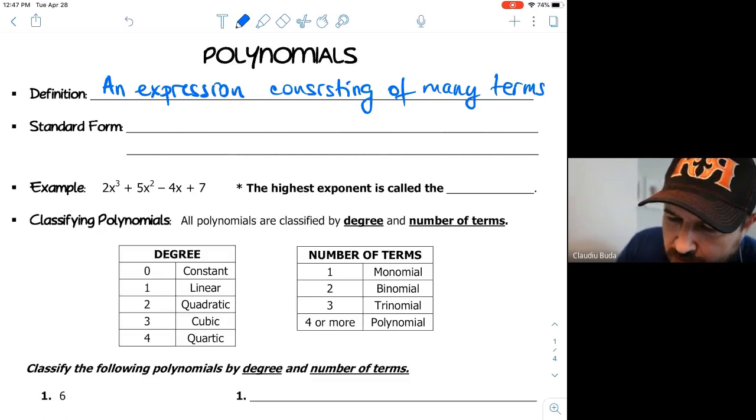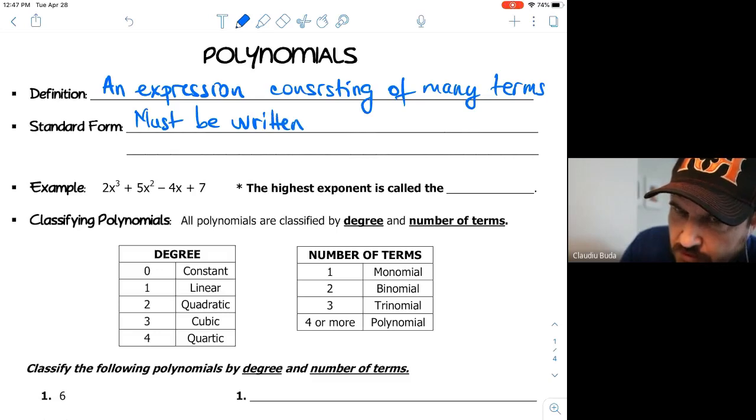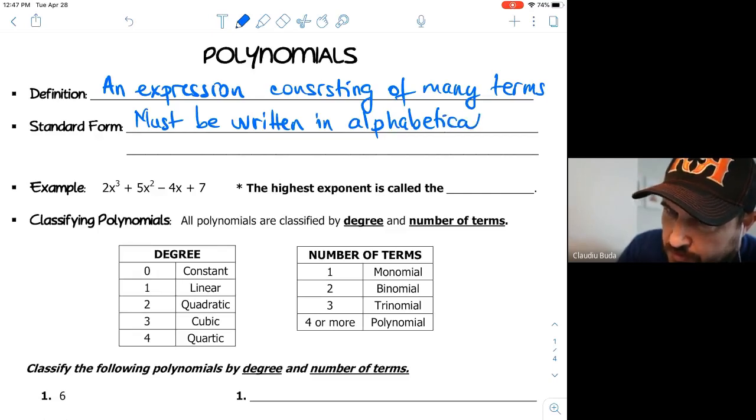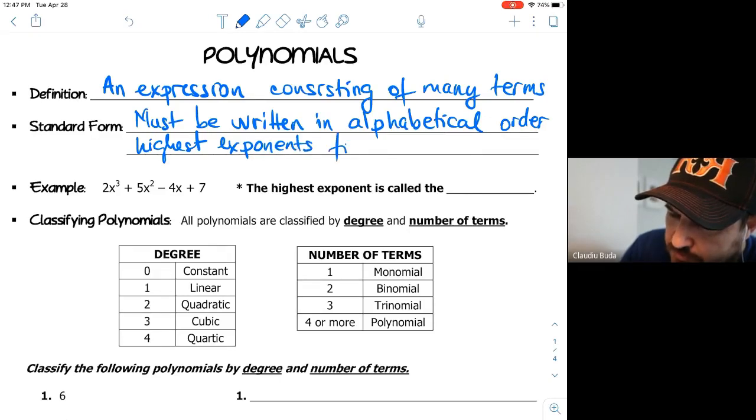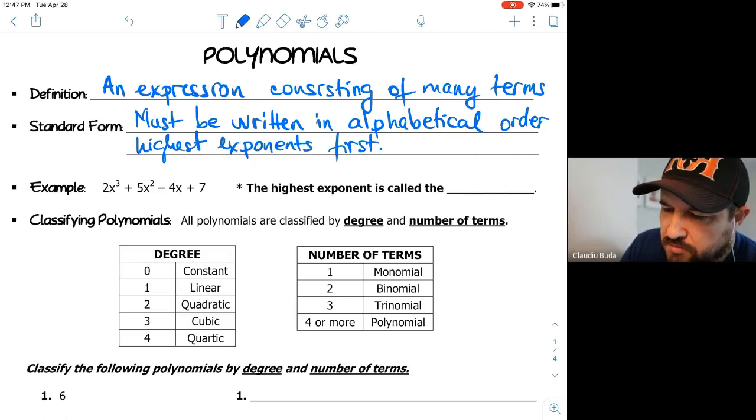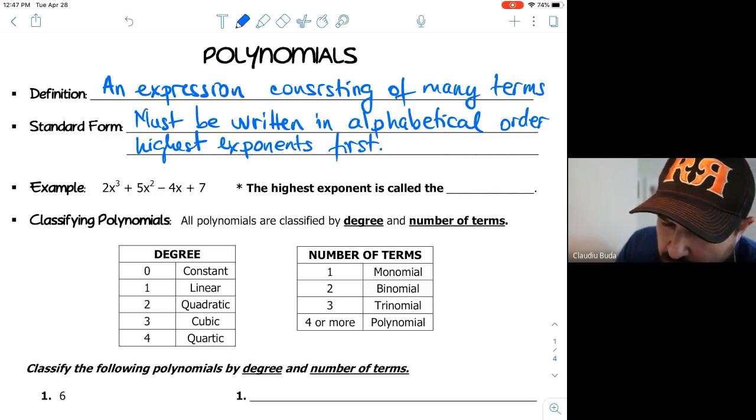Standard form, when we talk about standard form, must be written in alphabetical order, and then from the highest exponent first. Okay, highest exponent first.